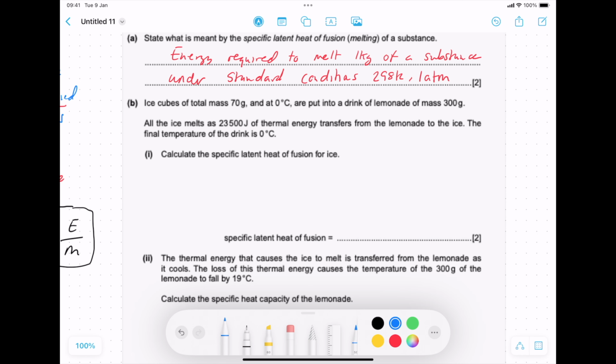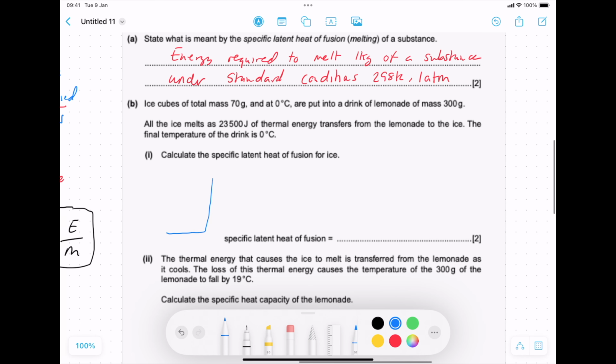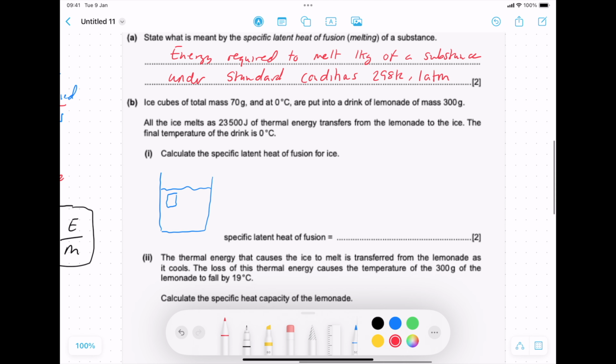So let's do a little drawing of what's going on here, just so you understand. So there's our glass of lemonade. There is an ice cube, let's call it this square there, and energy is being transferred from the lemonade, which is warmer, into the ice cube. So the energy is going, let's put some labels on first of all.